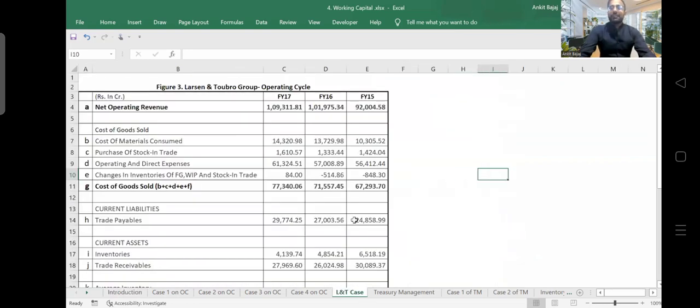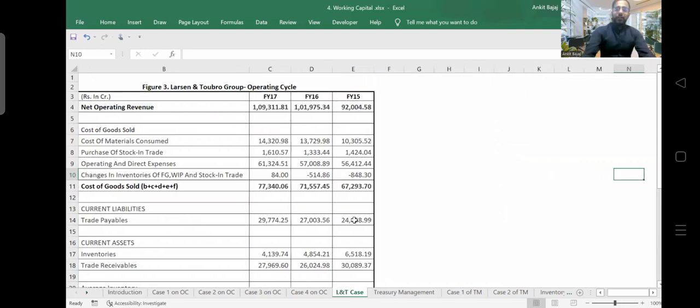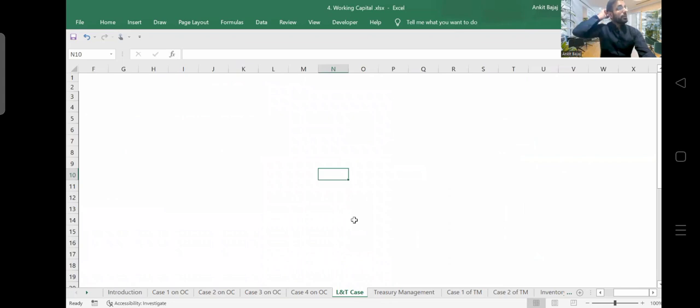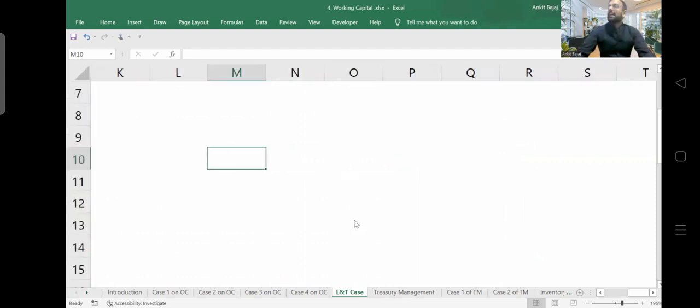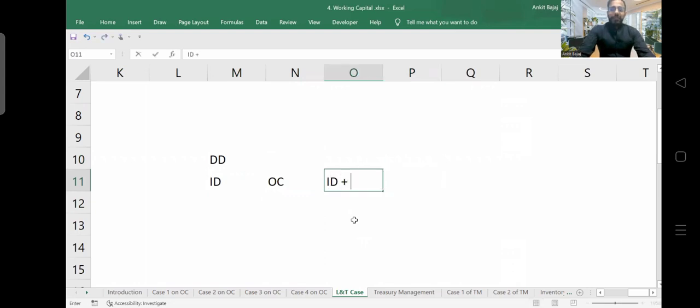After that, we saw the case of L&T. In the case of L&T, we had to calculate the operating cycle and the cash conversion cycle. Now, if you want to calculate the operating cycle and cash conversion cycle, you should have debtor days and inventory days. If you have inventory days and debtor days, then it is very easy to calculate the operating cycle. The formula is inventory days plus debtor days.